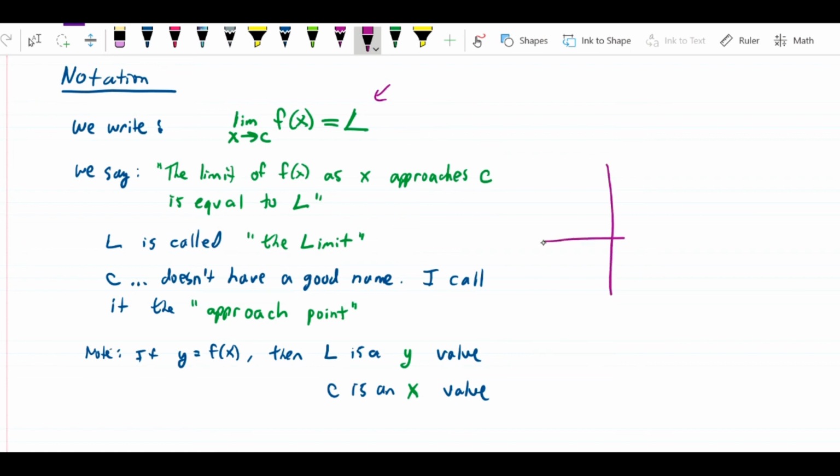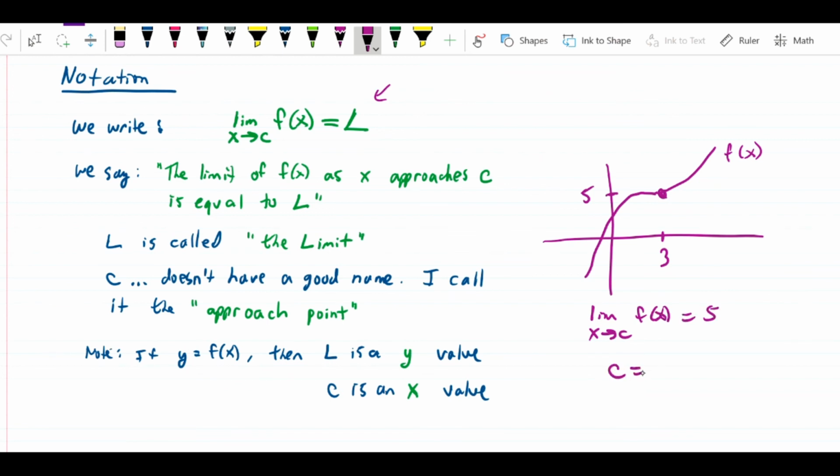Just to put it in terms that you might have seen, so if I say, for example, that that's 3 and that's 5, and let's call this f of x, what we would say is that if I'm making the statement the limit as x approaches c of f of x is equal to L, we would say that c is equal to 3 and L is equal to 5. So as you can see, 3 is an x value and 5 is a y value.